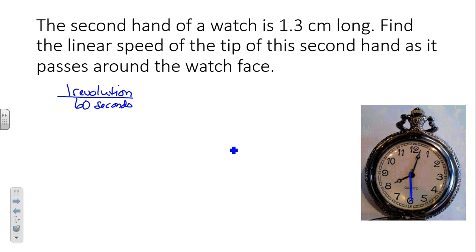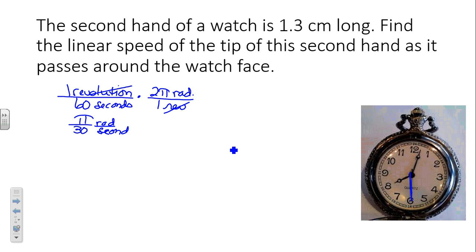We have to change that revolutions per something to radians per something. How many radians are there in one revolution? 2 pi. So if we take this times 2 pi, we have 2 pi over 60, right? Which is the same as pi over 30 radians per second.